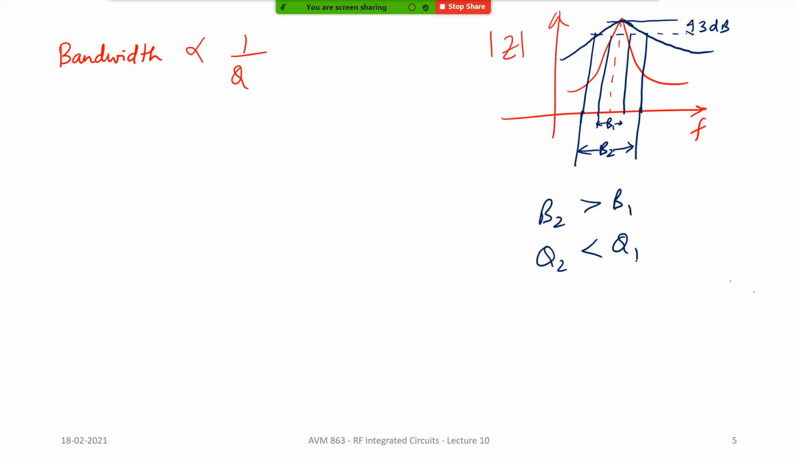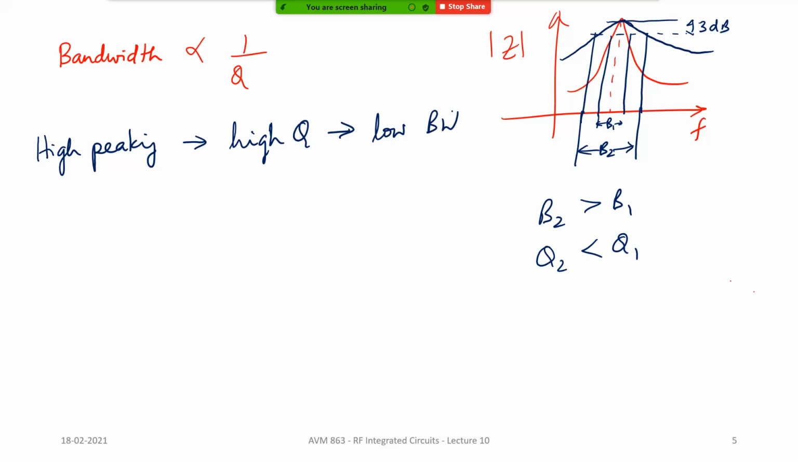Okay, same center frequency, same resistance there. So which is why the peak is the same, but if your Qs are different, you'll have wider bandwidth. So low Q systems have higher bandwidth and high Q systems have very narrow bandwidth. In fact, you'll have a very peaked response. High peaking basically means high Q, which basically means lower bandwidth, and vice versa. Okay, and bandwidth and Q are related by omega naught by Q.